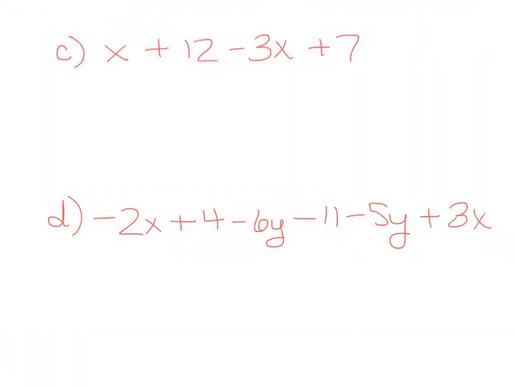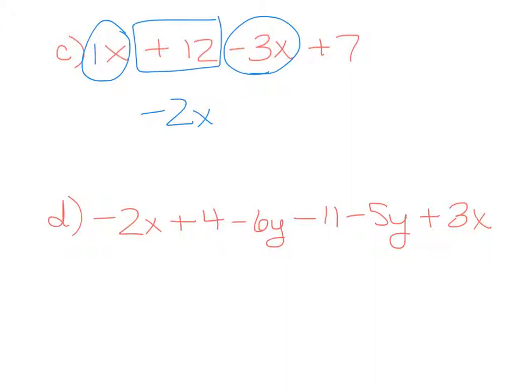Let's take it up a little notch. Let's say I asked you to combine like terms on x plus 12 minus 3x plus 7. So if you see a plain old x, that's the same thing as a 1x minus a 3x, which would be a negative 2x. And then you can do your constants. 12 and 7 make 19. And that's as simple as you can go.